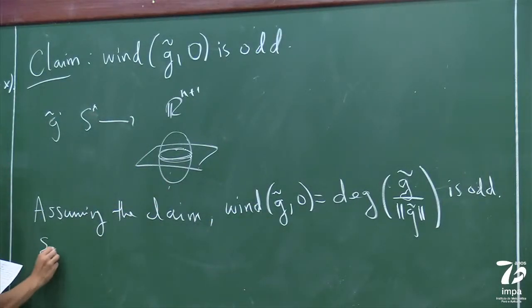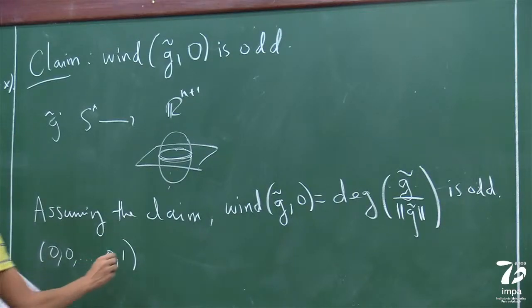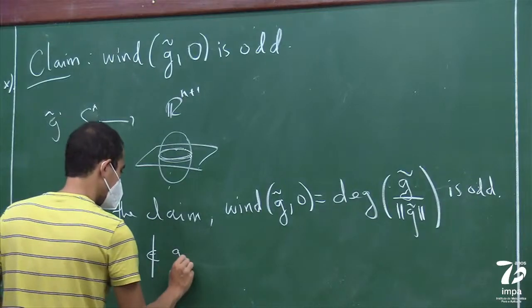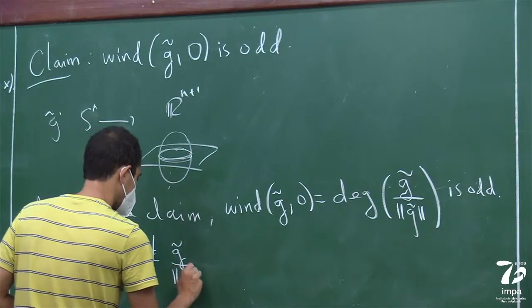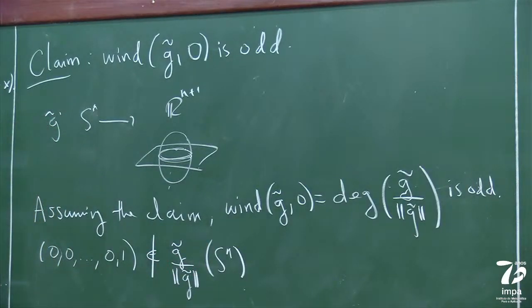But if you take, for example, (0, 0, ..., 0, 1), this is not in the image of g tilde over the norm of g tilde of Sn. So it's kind of an obvious contradiction, because it's very easy to find points that are not in the image of the map. Because the image of this map is contained in Rn times 0. So if you take something that's non-zero here, then it cannot be in the image of this map.